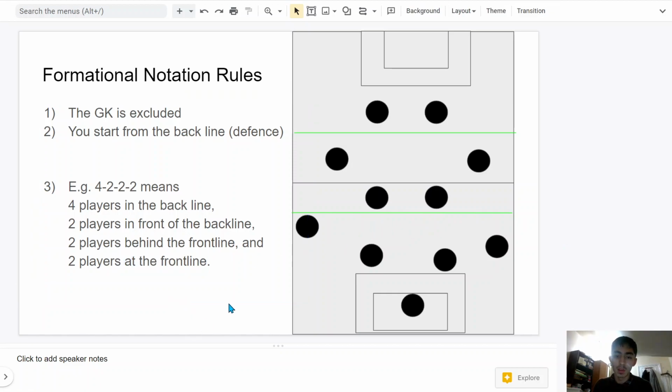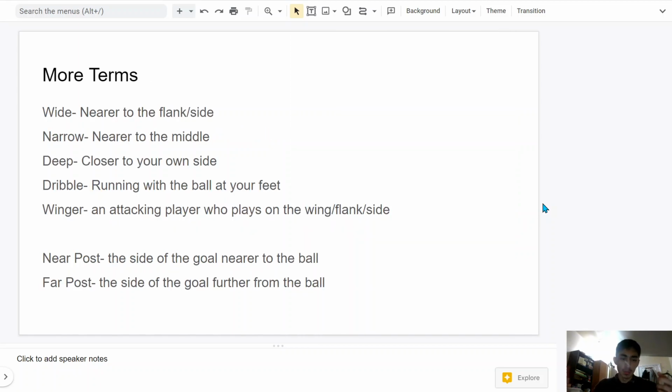As you notice, I've made 2 green lines here which separate the defense from the midfield from the attack. The defense is, of course, the back line. The midfield is the middle, and the attack is the top. Anyways, more terms that you may want to know. These are very useful for those of you who don't know football. If you do, then once again skip ahead.